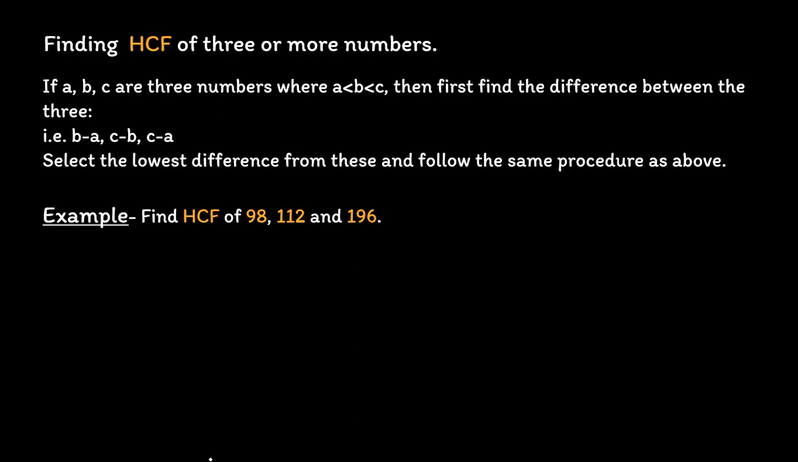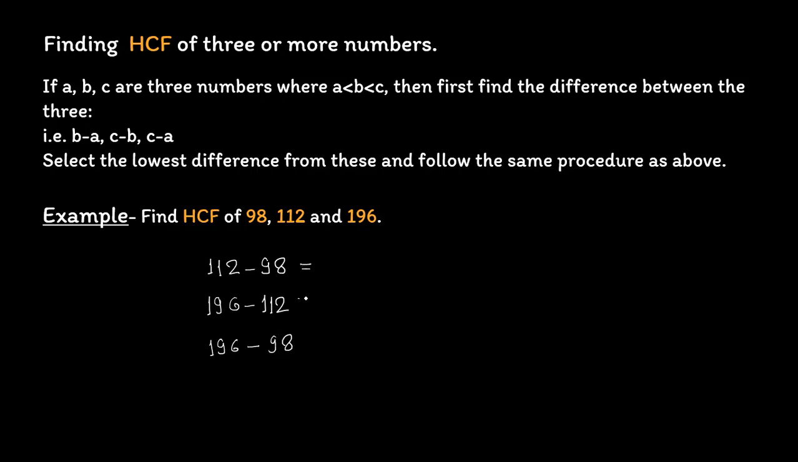Now next, suppose there are more than 2 numbers. Now what do we do? The same method which you have followed in the previous example, we will find differences. But difference of what? Here we choose all the possible pairs, like 112 minus 98 is one pair, 196 minus 112 is another pair, and 196 minus 98 is the third pair.